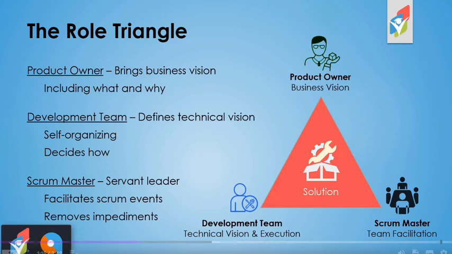The product owner brought the what and the why. The development team is determining the how. And the third role that we taught you about is the Scrum Master. They're the servant leader to the team. They're there to help facilitate the events and remove impediments for the team to help the team move forward and head towards that eventual solution.